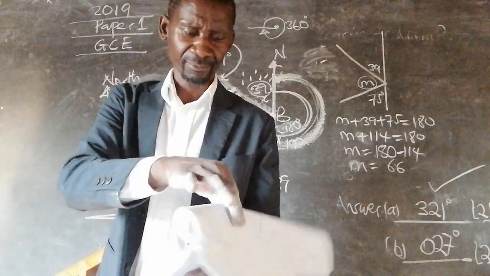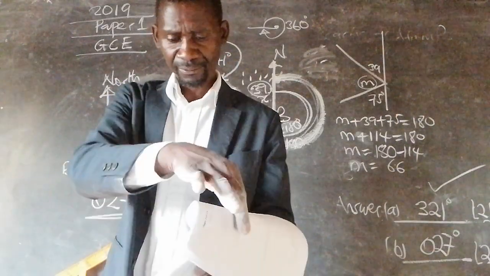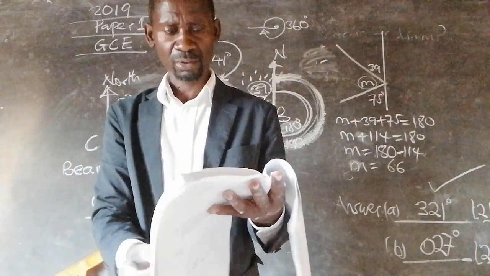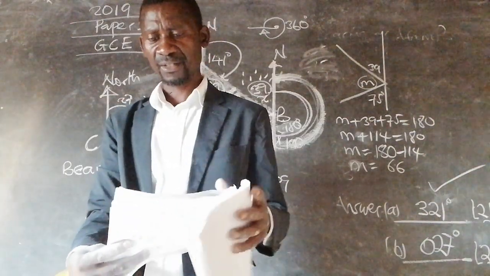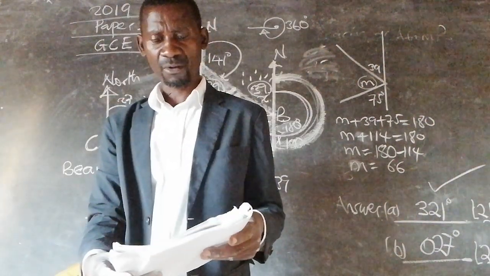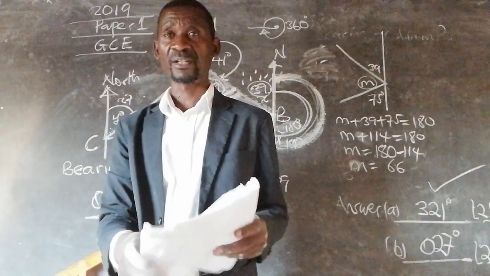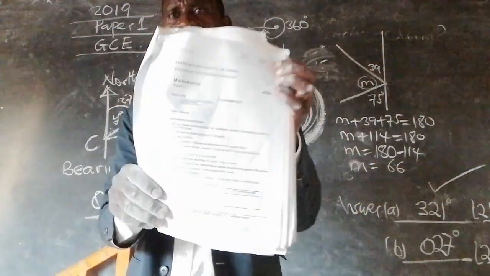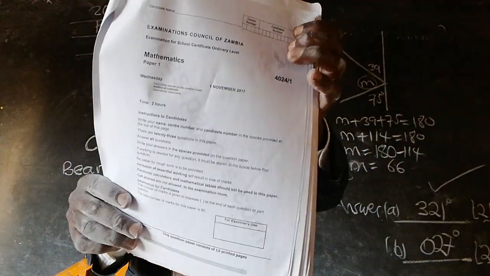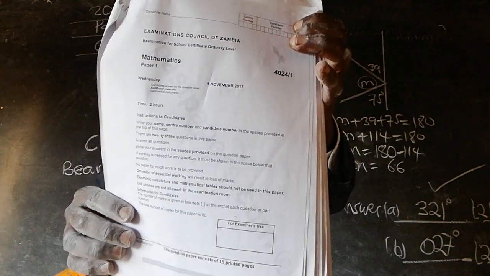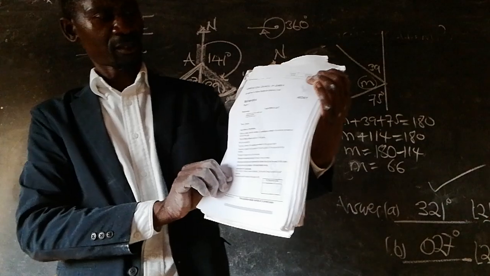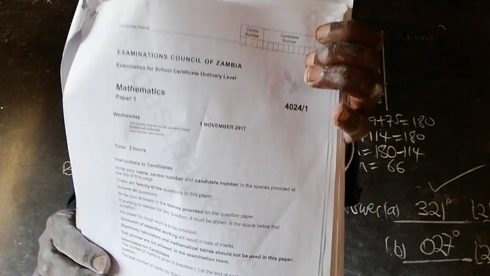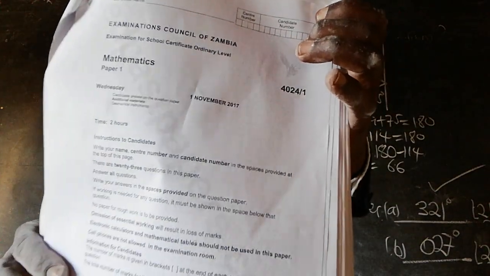What about this one? This one is what? Okay, this is 2017. This is November, which means examination for school certificate. This one now is for grade 12. So this is for grade 12. It is 2017 for grade 12s because this is the certificate one.